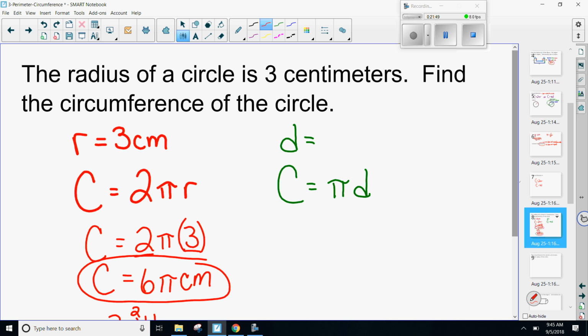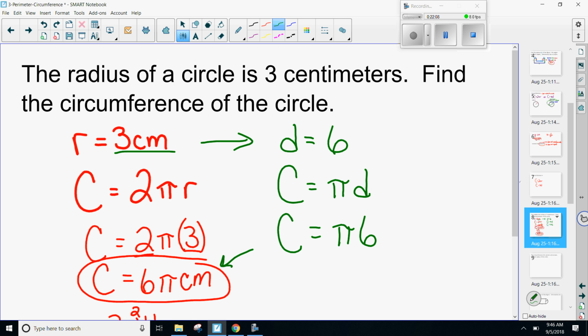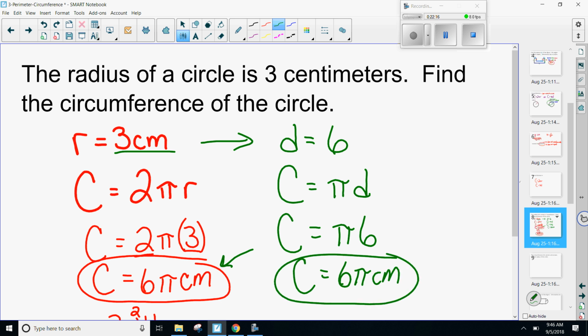You think of pi times diameter. The first thing you have to find is the diameter. If you know the radius is 3 centimeters, what is the diameter? 6. You double it. So the diameter is 6. Now you put it into your formula. It's pi times 6. That's the same thing we had over here when we said it is 6 pi. So my circumference is equal to 6 pi centimeters. And then you could go ahead and multiply that if you wanted to.